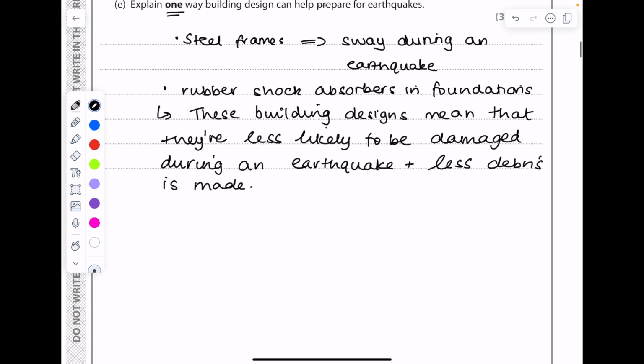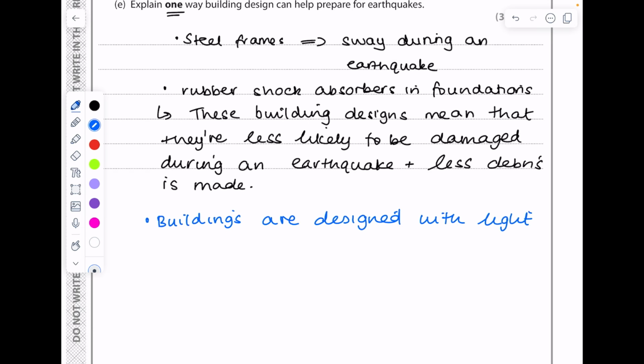You could talk about buildings having lightweight roofs. And safety glass and windows. This is important because you're going to find that during an earthquake, the safety glass, or glass indeed, will smash, and that's obviously going to be awful for anyone walking beneath the building. In this way, you're going to reduce the number of injuries.